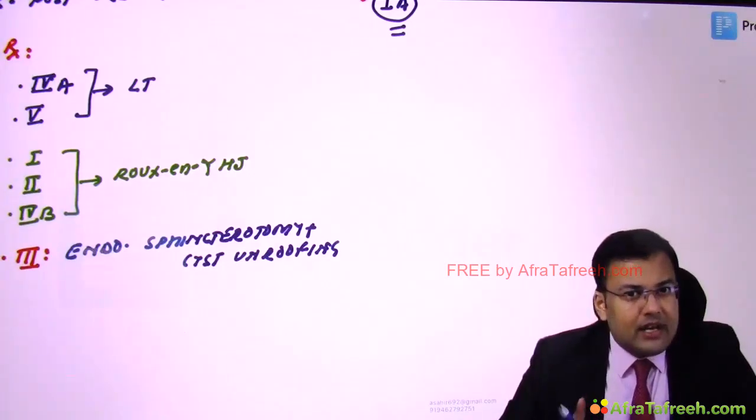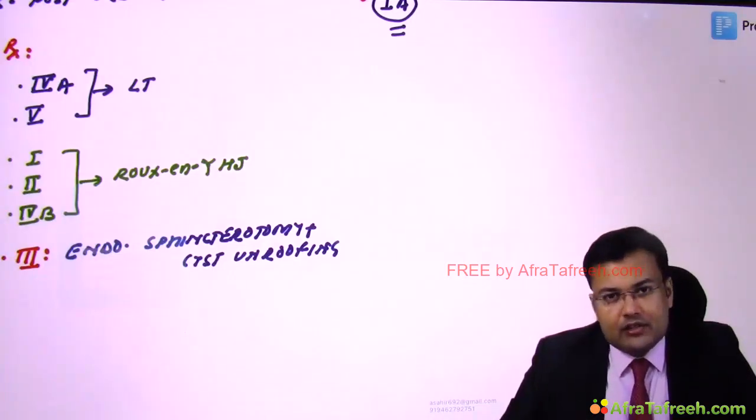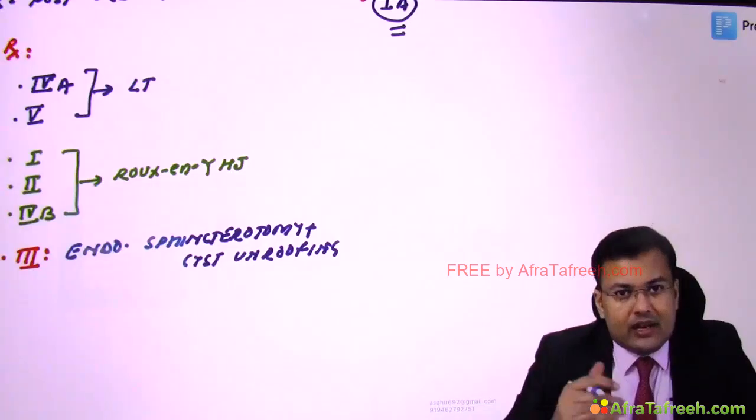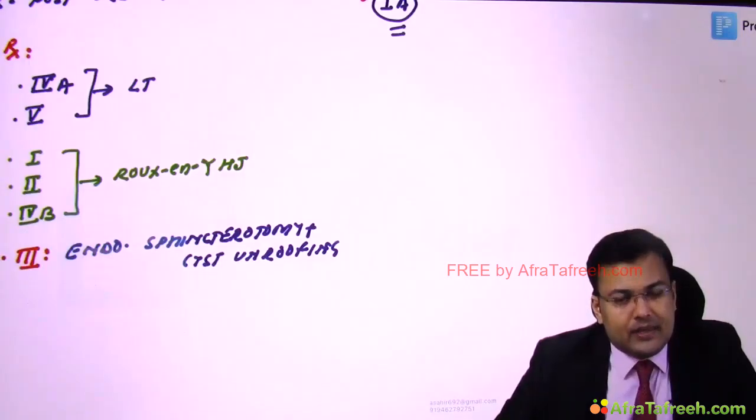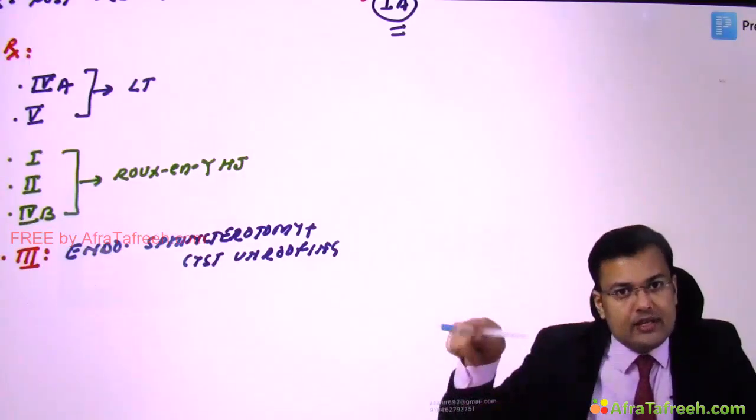The question is asked: which kind of jaundice is seen in patients of choledochal cyst? Is it continuous jaundice or intermittent jaundice? See, there are recurrent attacks of cholangitis. So the patient is going to develop jaundice, then it disappears, then develops jaundice again. So it is intermittent jaundice.